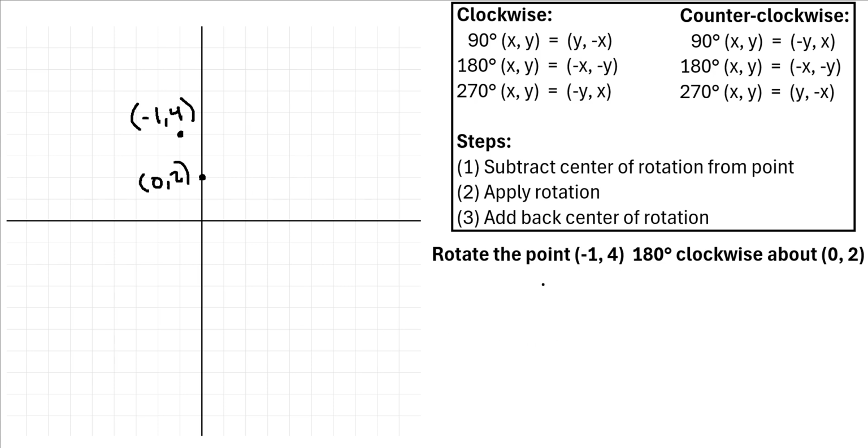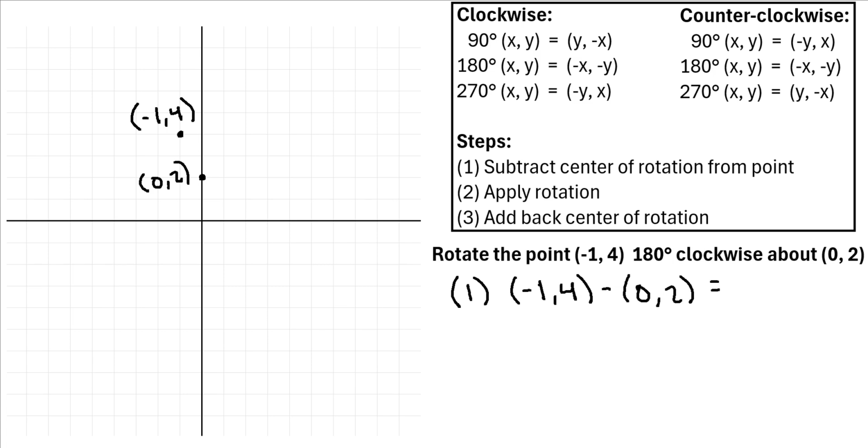All right, let's try another example. Let's say we want to rotate the point (-1, 4) 180 degrees clockwise about the point (0, 2). So here's (-1, 4). We're saying let's rotate this 180 degrees clockwise around this point (0, 2). Let's see where we land. Remember, step 1, we have to subtract the center of rotation from the point. So step 1 is we need to do (-1, 4) minus the center of rotation, which is (0, 2).